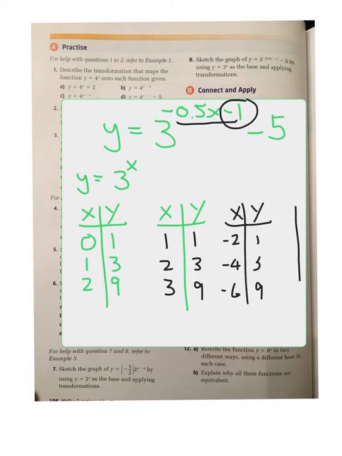And then the last one is to do the y's, which is to subtract 5 from all those y values. So the x values stay the same. And then the y value becomes 1 minus 5, which is negative 4. 3 minus 5 is negative 2, and 9 minus 5 is 4. And then we graph these points.